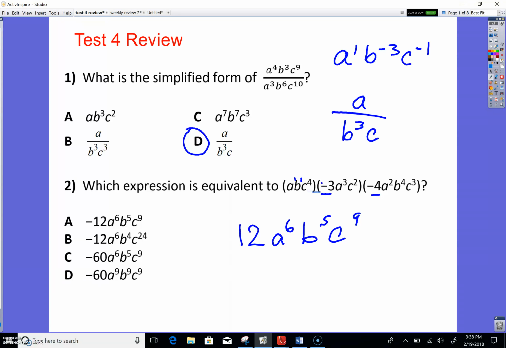I think I'm missing a negative somewhere, or this isn't written correctly. Anyway, let's just put a negative right here in front of this A. Okay, so this would be our answer. Okay, missing negative.